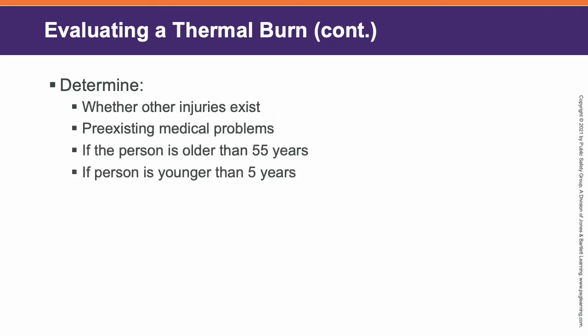So the next thing you have to determine is if there's other injuries as well, right? So if somebody's in a burning building, there's a chance that something fell on them, those kinds of things. So you have to be able to evaluate other injuries in conjunction with burns. If they have a pre-existing medical condition, that can really affect their recovery from burns and can really change the way you treat a burn.